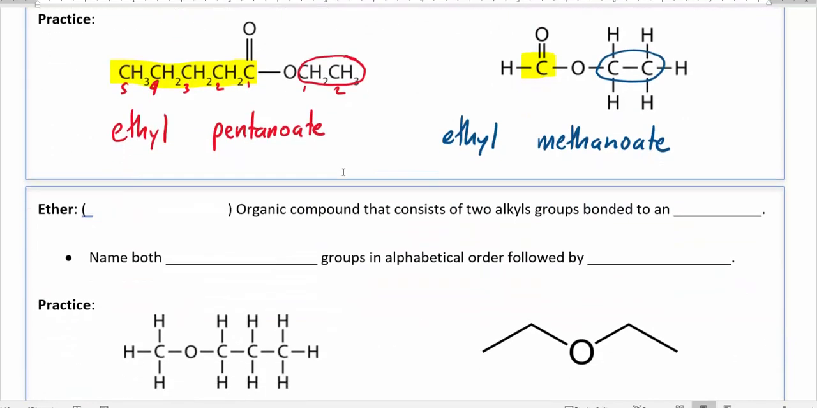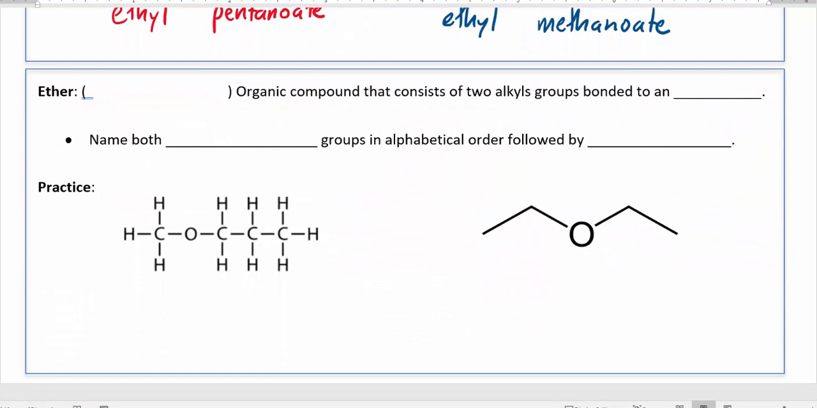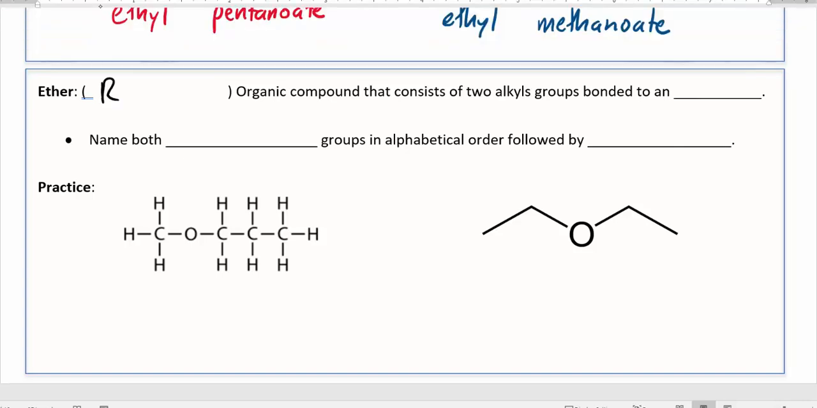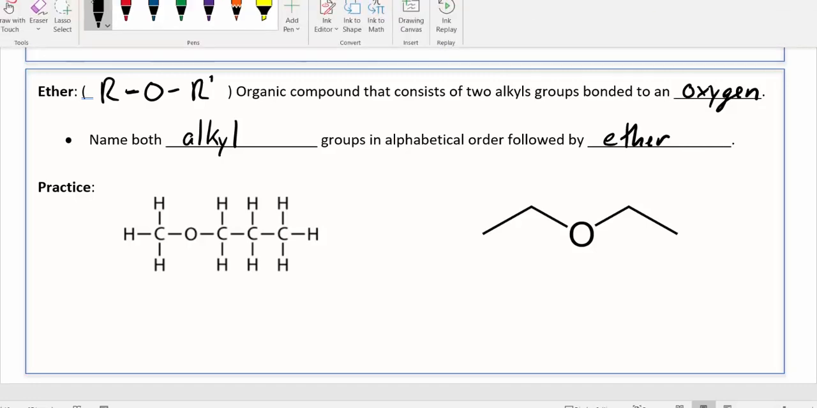Okay, last but not least, we are going to look at ethers. And an ether is going to have the format where it's going to be some R chain, so some carbon chain, attached directly to an oxygen, which is then directly attached to some other carbon chain. So it consists of 2 alkyl groups bonded to an oxygen. And so the difference here is that the oxygen is right in the chain. It's part of the chain. Okay, so we're going to name both alkyl groups and then just follow it by the word ether. And it doesn't really matter. We'll just put them in alphabetical order.